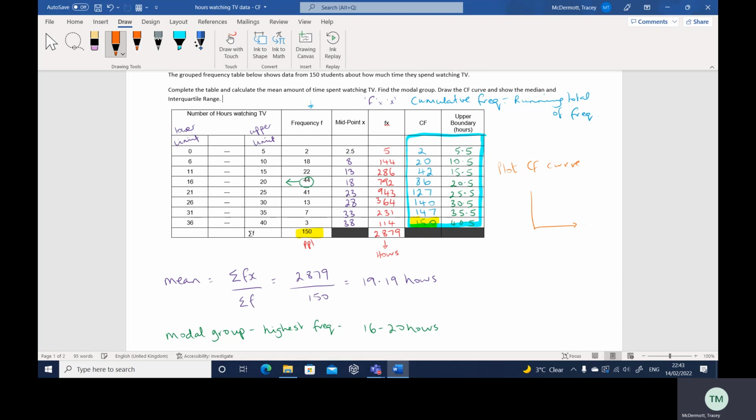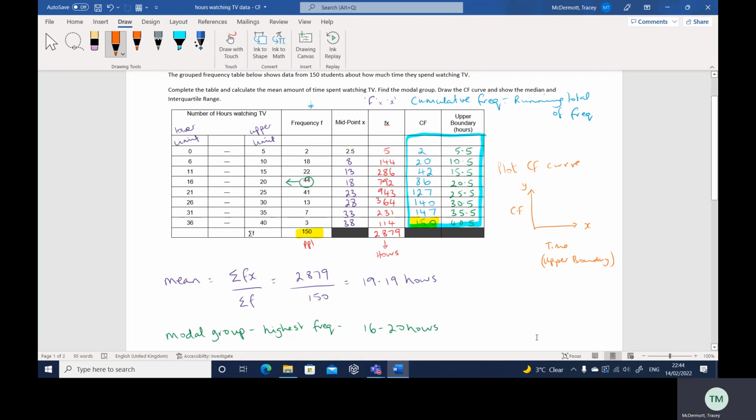Across the x-axis, that's always going to be your variable, so that's going to be the time. We're actually going to plot our upper boundary. That's going to be our x-coordinate, if you like. Okay. I wouldn't label it as upper boundary, I would just label it as time in hours, but just remember that it's the upper boundary that you're plotting. And then on the y-axis, that's going to be your cumulative frequency. So we're moving across to this value on the x-axis and moving up this value on the y-axis.